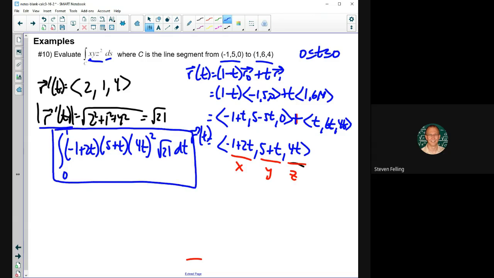And we're not going to spend time on the evaluation, especially since it's just a single integral. But when I did it before, I ended up getting 236 square root of 21 over 15 if you wanted to try to do it by hand. Okay, so that is an example of a scalar integral from start to finish. Okay, let's do one more example.